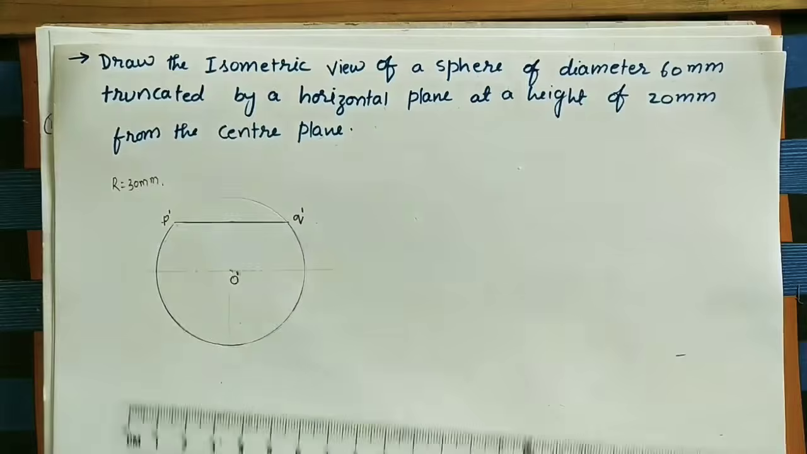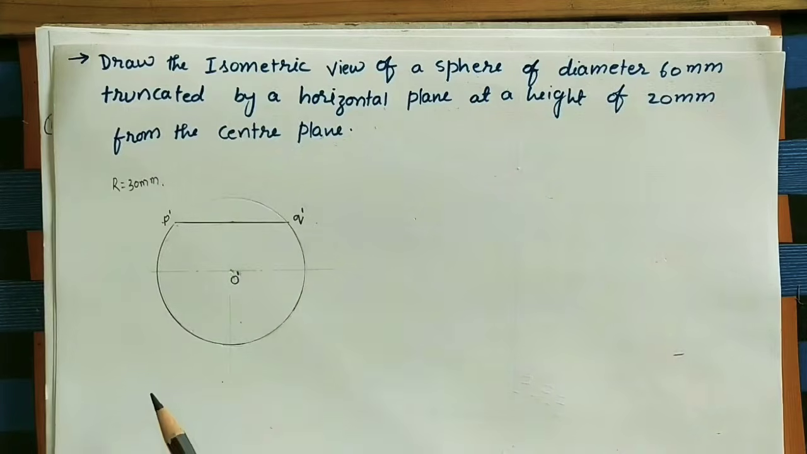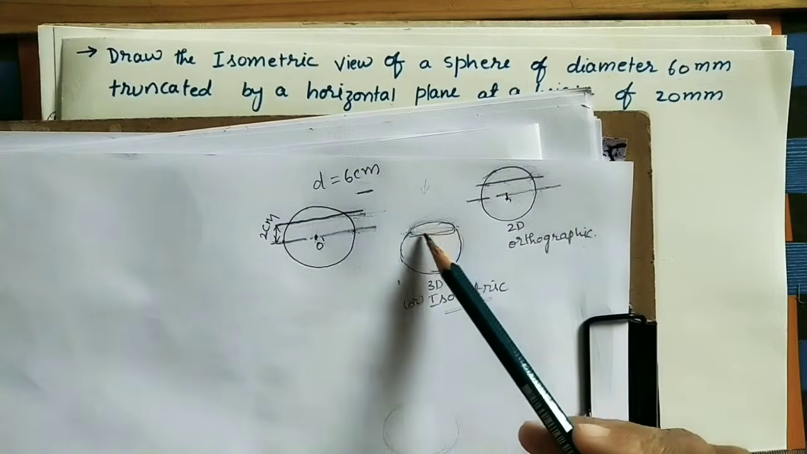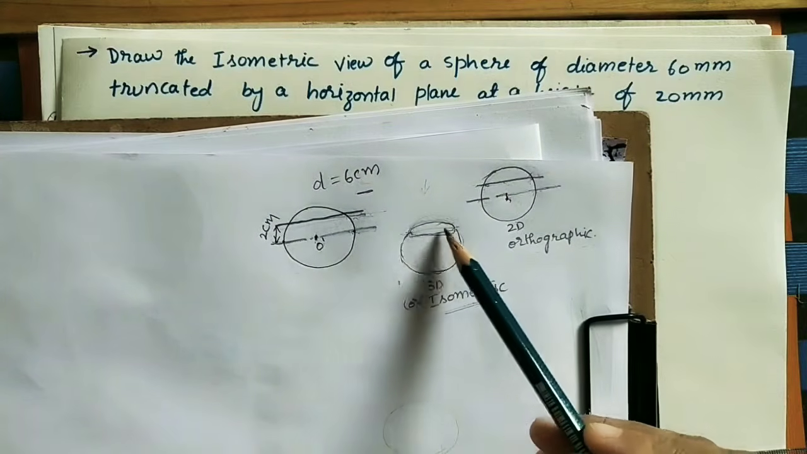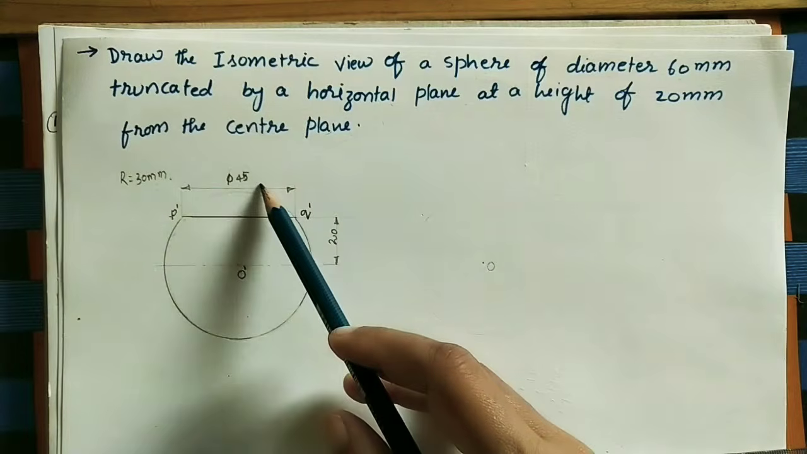45 mm. Okay, so the diameter of the top portion is 45. I have marked 45 here. This is nothing but the diameter of this circular one, correct? So whatever this length is, it is nothing but the diameter of this circular one. That's why I kept the diameter symbol 45.